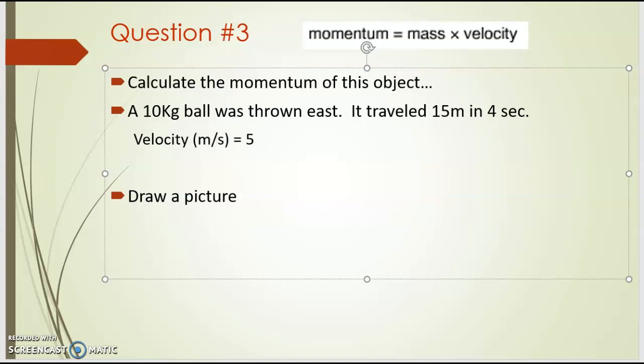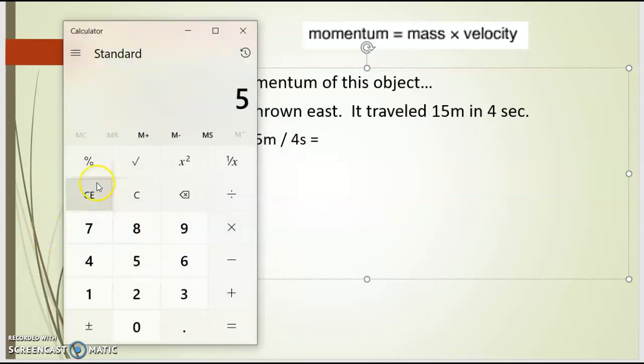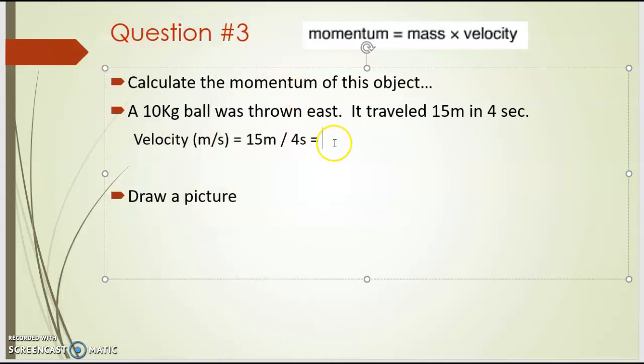We know we have 15 meters divided by 4 seconds, right? So 15 divided by 4. We have to do that. 15 divided by 4 equals 3.75. 3.75 what? Meters per second.